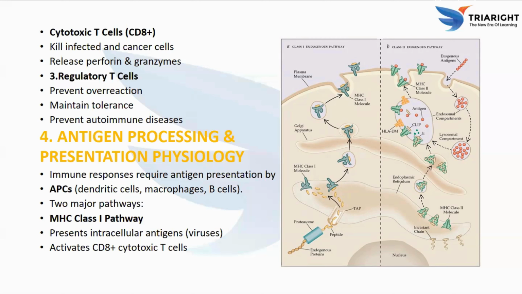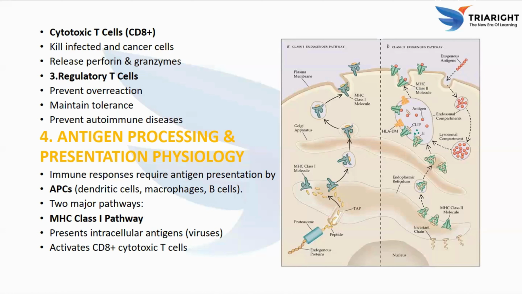They release IL-10 and TGF beta to control excessive inflammation. So they prevent autoimmune diseases such as type 1 diabetes, rheumatoid arthritis and lupus. Without Tregs, the immune system becomes uncontrolled, which results in autoimmune diseases.